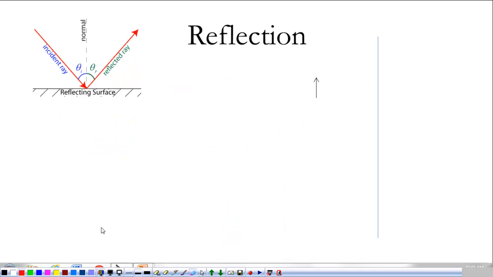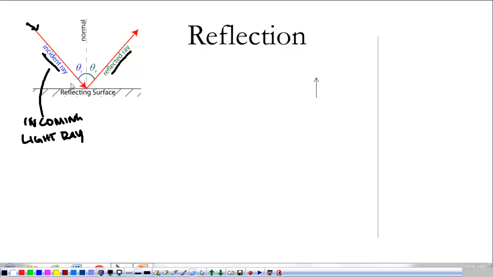Reflection. Reflection is a pretty cool principle, but it's pretty easy. Imagine we have a flat reflecting surface. We're going to have a ray of light come into that flat reflecting surface. We call it the incident ray. That's the incoming light ray. Once it hits the surface and is bounced off, we call it the reflected ray. That's the ray that's reflected off.